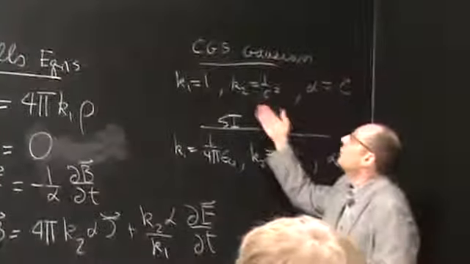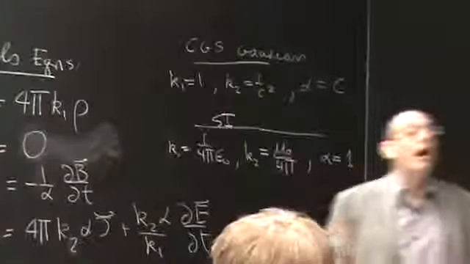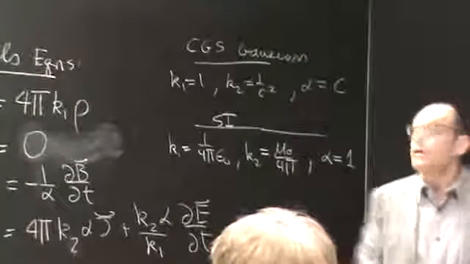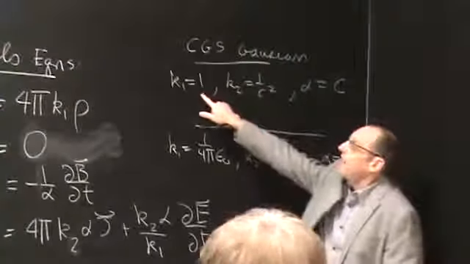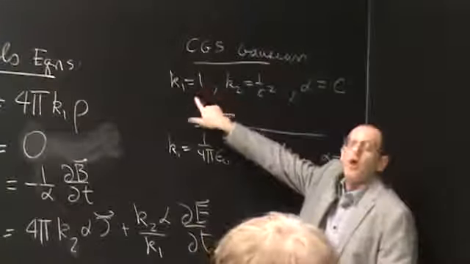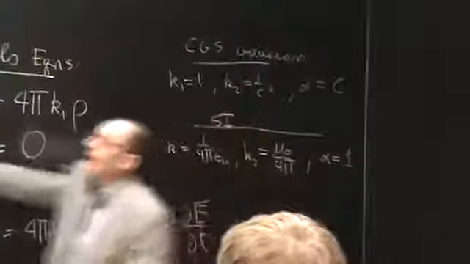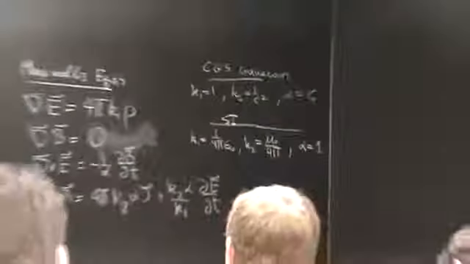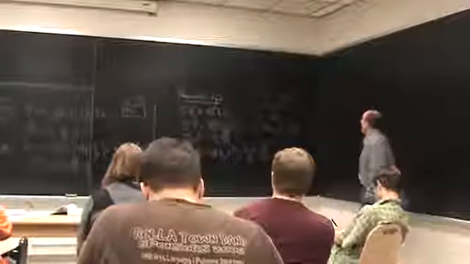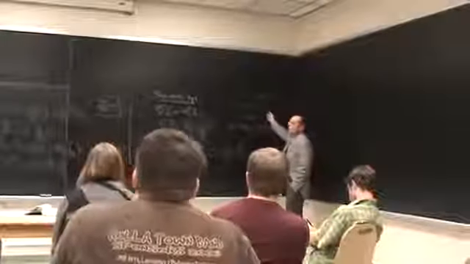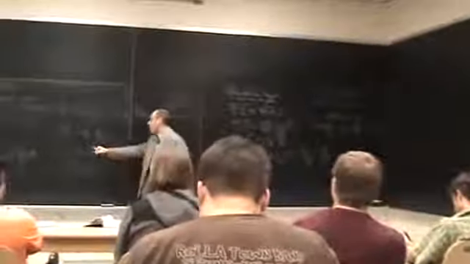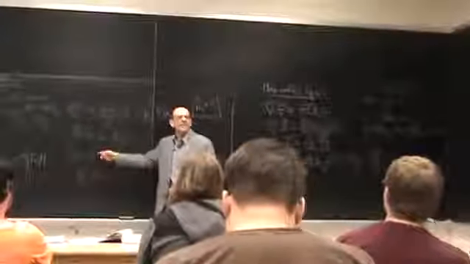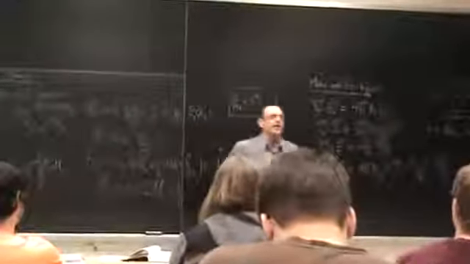And the units that we will use in this course are the Gaussian units, in which K1 is set equal to 1. So that Coulomb's law is just the product of the charges divided by the distance squared, and K2 then must be 1 over c squared. And so the force actually is 1 over c squared times this. I had it as 1 over c, so that should be corrected as well.